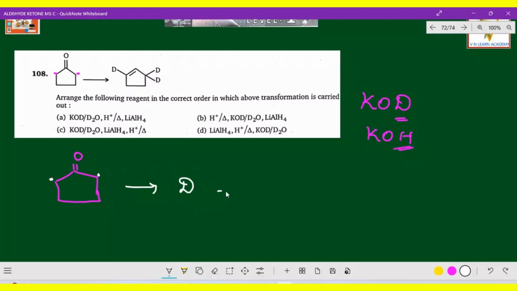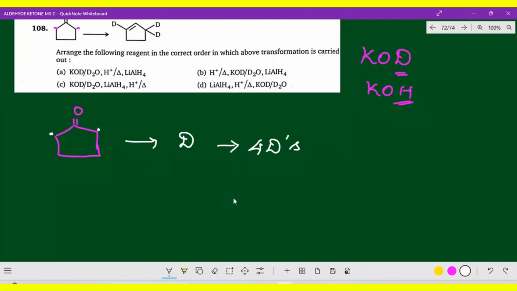CH2 only, no. So that means 4 D's are possible, right? The alpha hydrogens can be replaced. So for cyclopentanone, I just use KOD, and you will be getting that compound here.